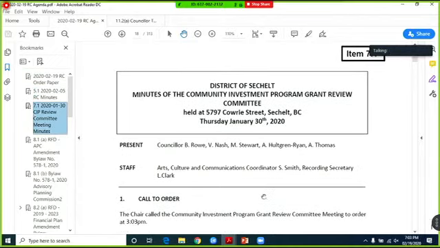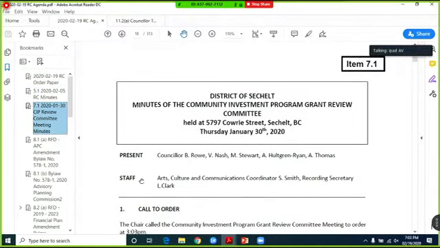That's the minutes of the Community Investment Program Grant Review Committee. And this is for receipt and endorsement. Motion for that, moved, seconded. All those in favor? Thank you. Aye. So we'll move to item 10.1.